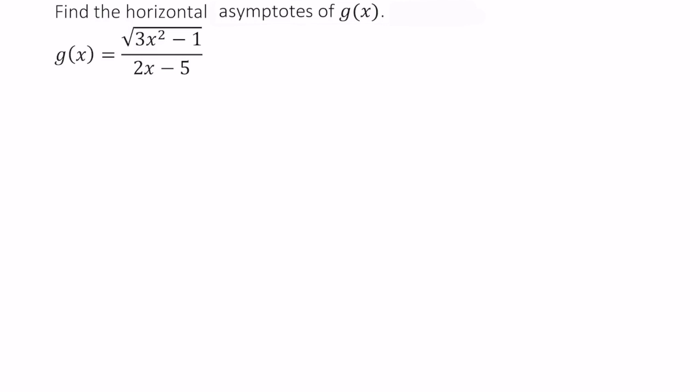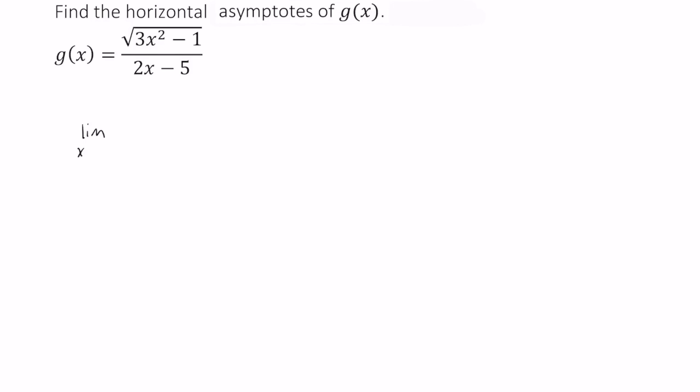Welcome. In this video, I'm going to show how to use calculus to identify the horizontal asymptotes of a function. In this case, we want to identify the horizontal asymptotes of g of x, and g of x is equal to the square root of 3x squared minus 1 divided by 2x minus 5.